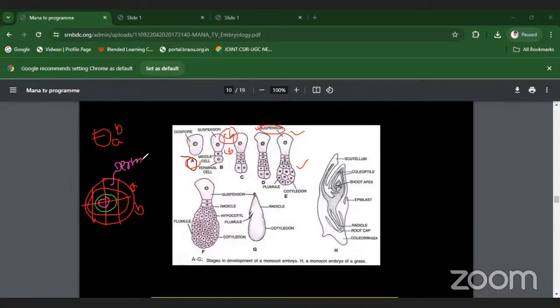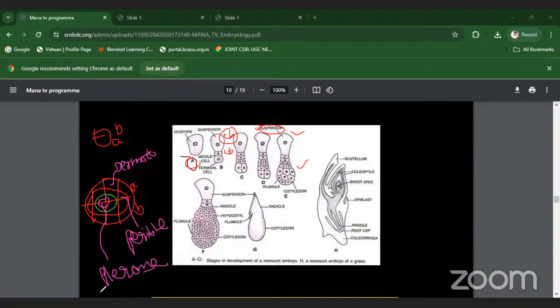The dicot embryo is also the same. Upper, dermatogen. Middle, periblem. Center, what do we call it? Plerome. As a result of division, the inner cells, periblem and plerome cells, are formed.